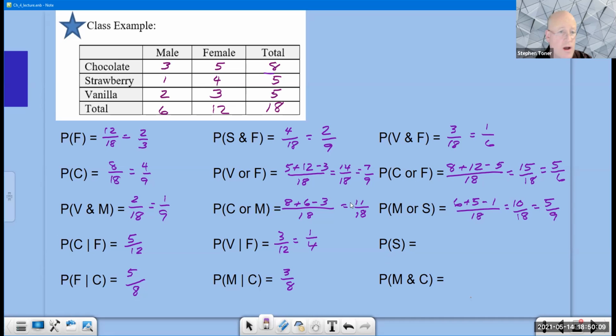Probability of just strawberry. Oh, that's just a row total. I slipped that in there as kind of an easy one. 5 out of the 18 people. That's all we're looking for. And then male and chocolate goes right to that top left cell and says find the overlap of those 2 conditions. So I've got 3 people in that intersection out of the 18 people in that chart, which gives us 1 out of 6 as a probability.